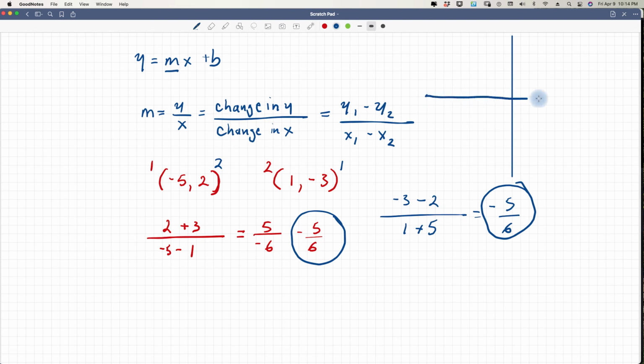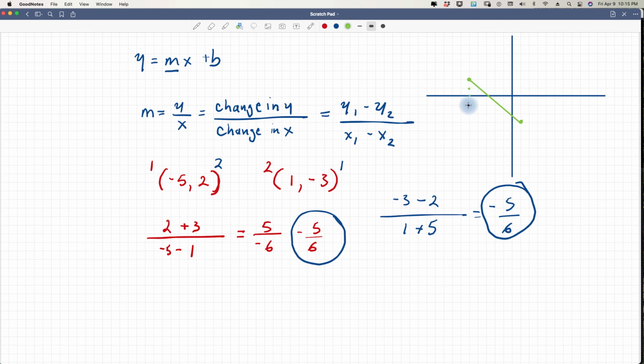So I'm going to draw this out, and I'm going to switch to green, and I'm going to graph our first point, which was negative 5, positive 2, right? So 1, 2, 3, 4, 5, and then positive 2. So that's that. Okay, and our second point was 1, negative 3. 1, 2, 3. Right, okay, so it is a negative slope because it's down from left to right, so that's correct.